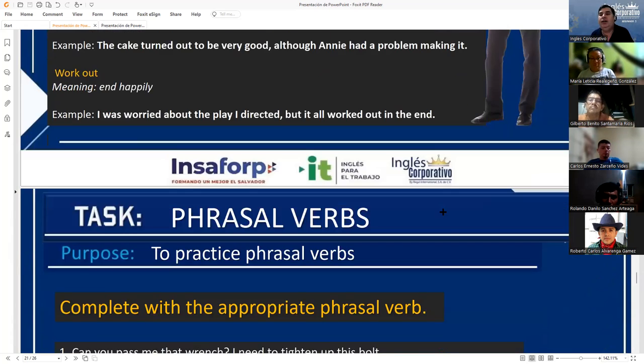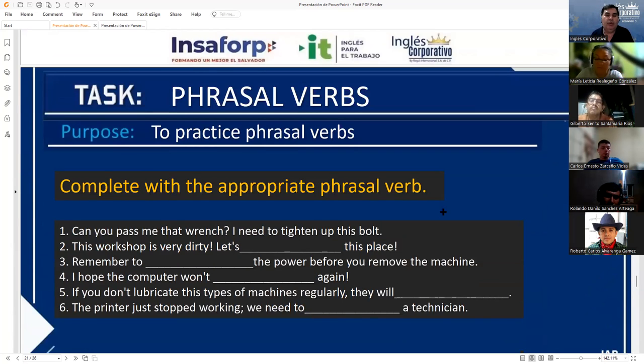Okay, so those are phrasal verbs. Now we're going to go to the practice. This one we will do together. Complete with the appropriate phrasal verb. Number one: Can you pass me that wrench? I need to tighten up this bolt.